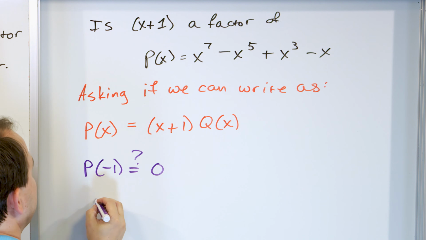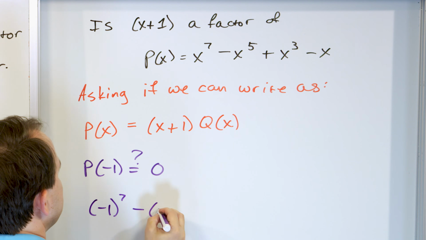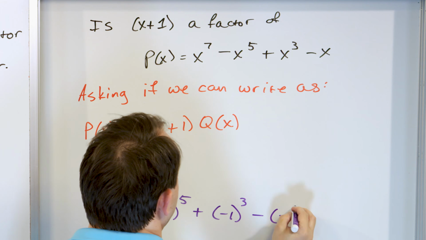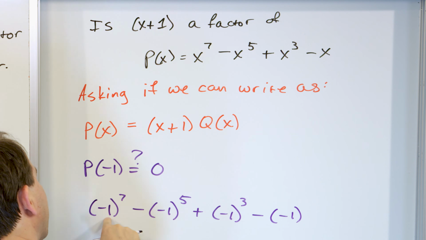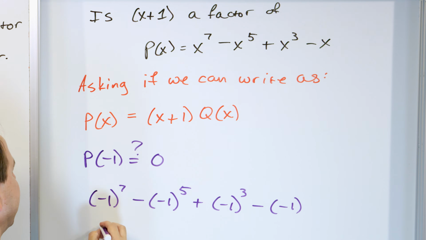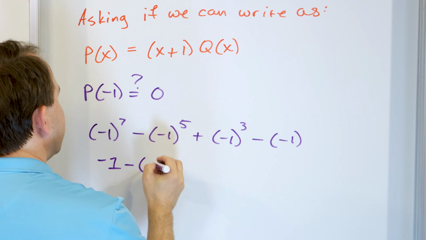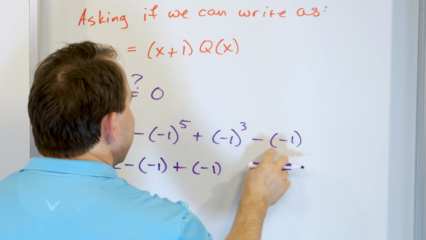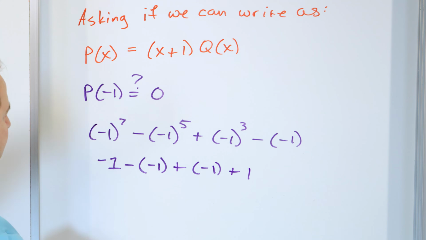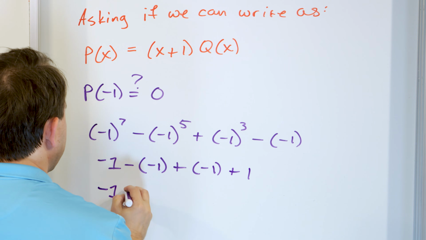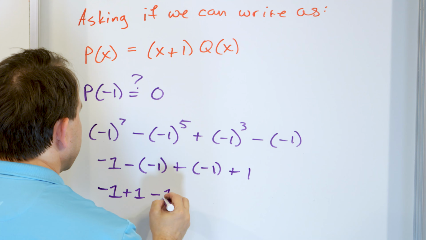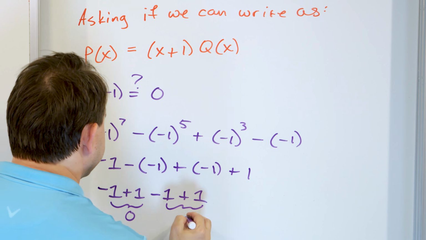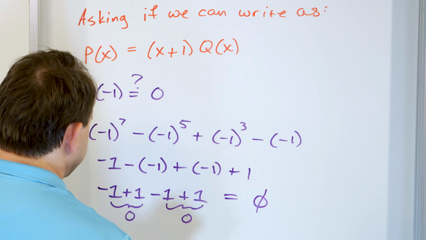So we're going to put in negative 1, raise it to the 7th power, negative 1 to the 5th power, negative 1 to the 3rd power, negative 1. Now, when you have an odd power of a negative number, you're always going to get a negative answer. So this is negative 1, minus, this is an odd power, so this is a negative 1. This is a plus sign, this is an odd power, so it's a negative 1. And then this is a positive 1 because negative times negative is positive. Now we have a double negative here, so we have negative 1 plus 1. This becomes a negative 1 plus 1. So this is 0, and this is 0. So what you get is 0 plus 0 is 0.